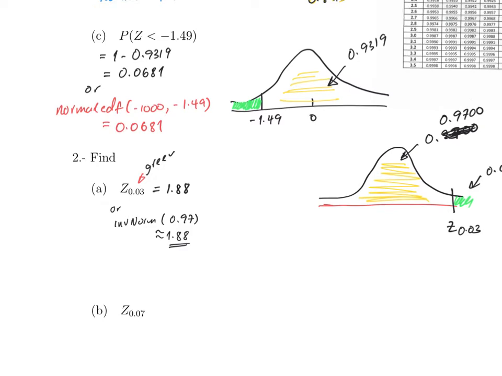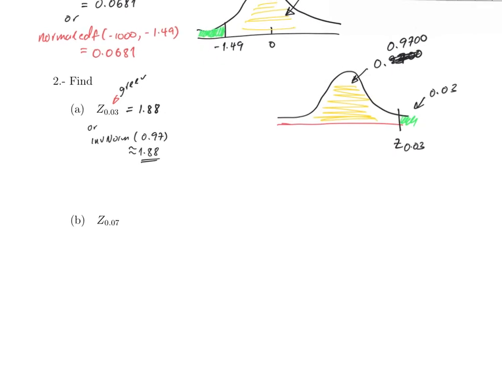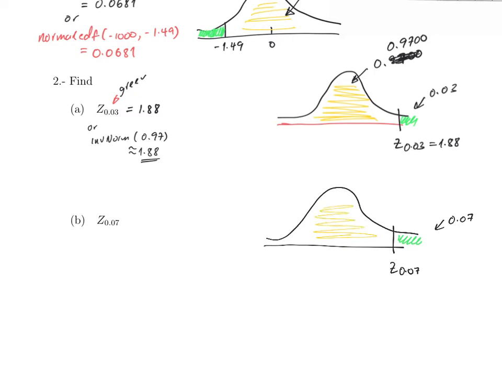All right. Part B is identical, except that the area being 0.03 is now 0.07. So therefore this is 1.88. So this area then is now 0.07, which means this one will be 0.93, right? Yes. Yeah, I knew there was a 0.93 somewhere.